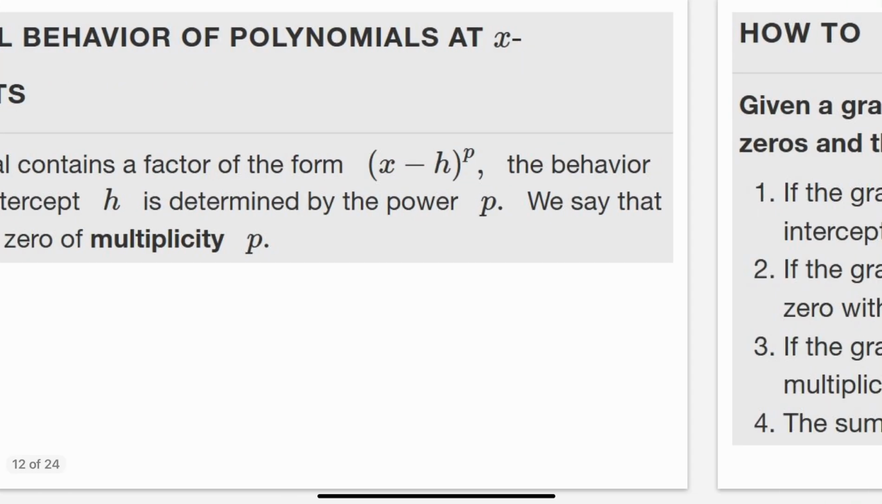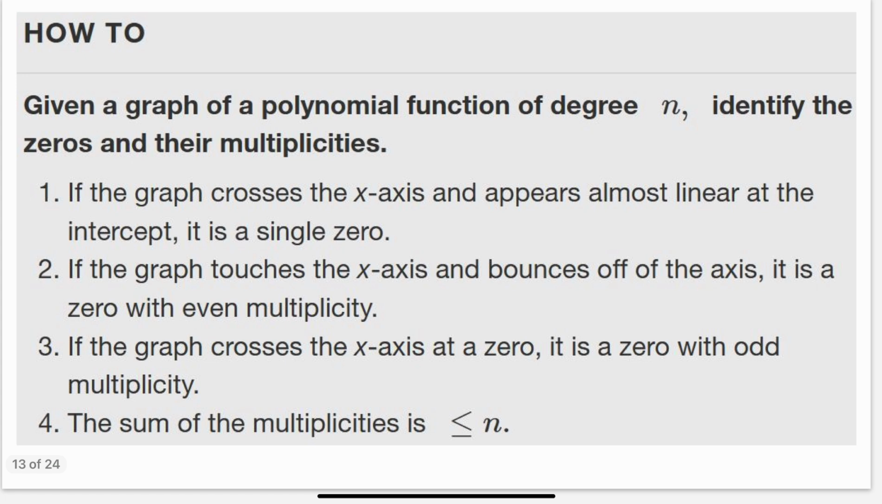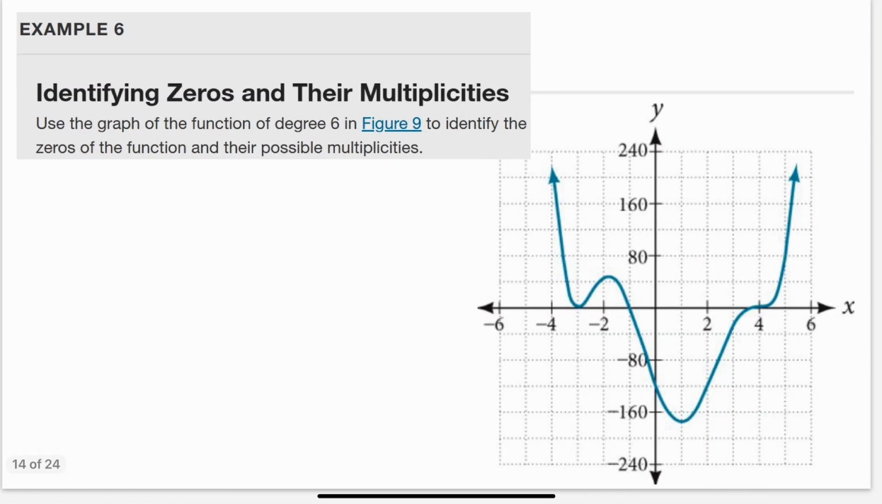All right, so let's do some examples. So how are we going to use this? Let's identify some zeros and their multiplicity. Here it should be pretty clear that at x equals negative 3, we have a 0, and it's pretty clear that here it touches. So that means it's going to be an even multiplicity.